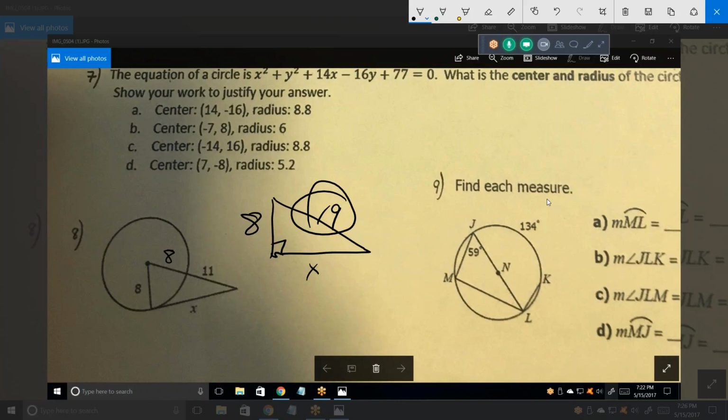If they mean that that 11 is all the way to the center, then it's an 8, 11 right triangle. Either one is easy enough to solve for x. We just need to know what they mean. But the more I look at it, the more I think they mean this. In other words, that hypotenuse is 19. I hate when they don't say those correctly.